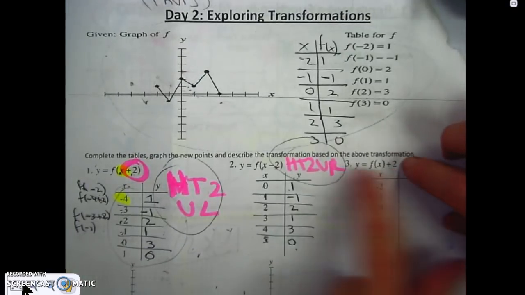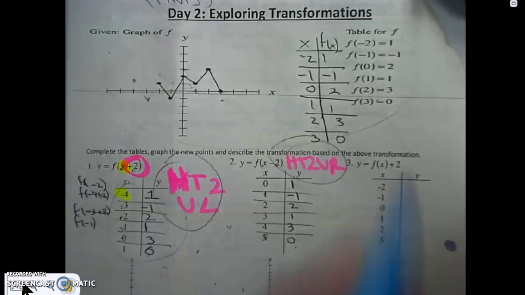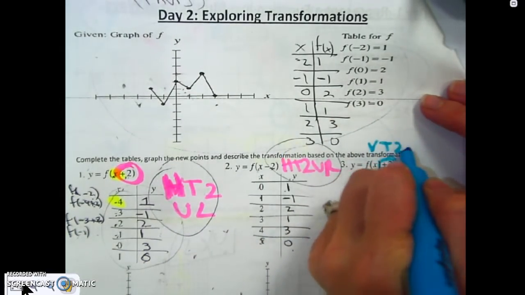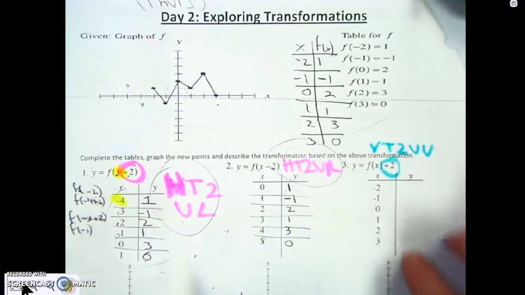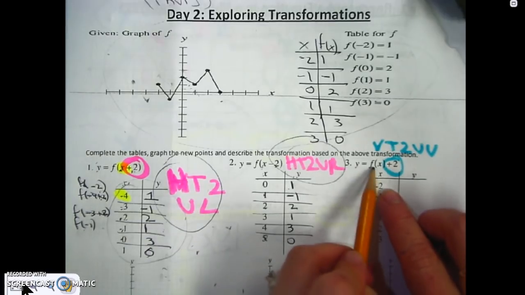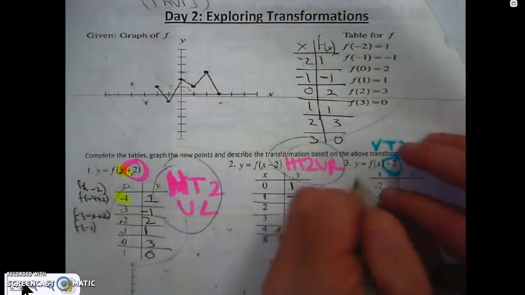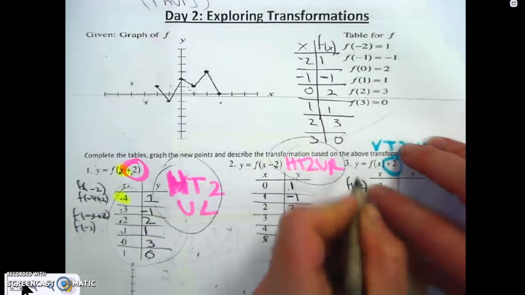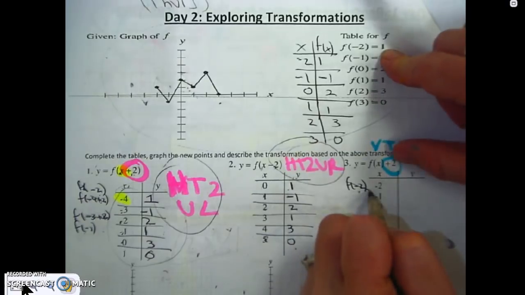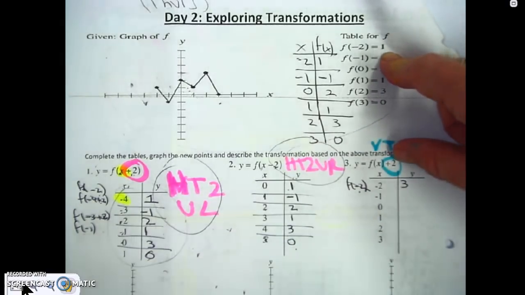Okay? Now I want you to look at this one. This is where it gets a little bit more difficult. Now what I'm saying is the 2 isn't with the x, it's with the y. So you know it's going to be, because you've already learned it because we jumped ahead, vertical translation 2 units up. But what does that mean for these y values? What we're saying is that if you plug in f of negative 2, so let me put that in pen, f of negative 2, you get 1. But then I want you to add 2 to it, and that's 3.